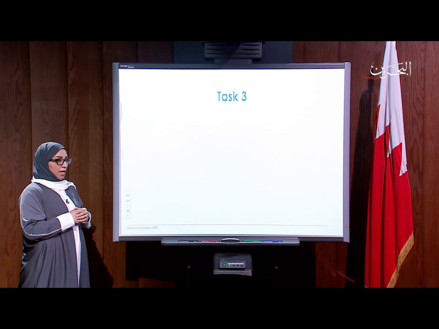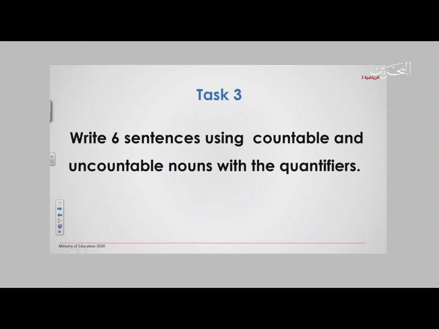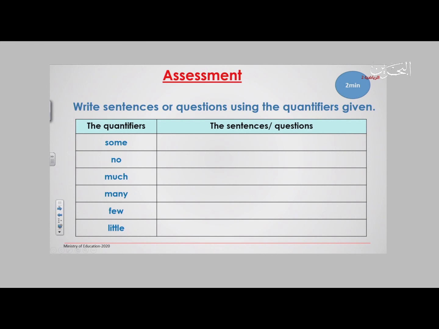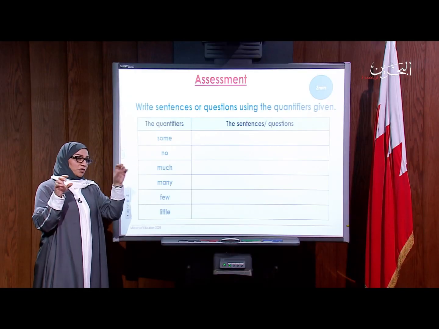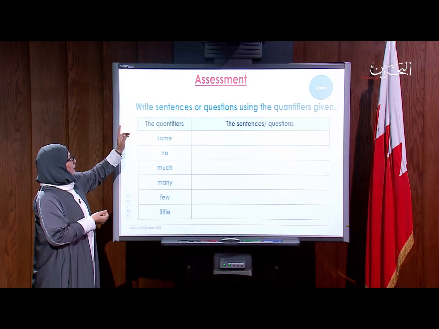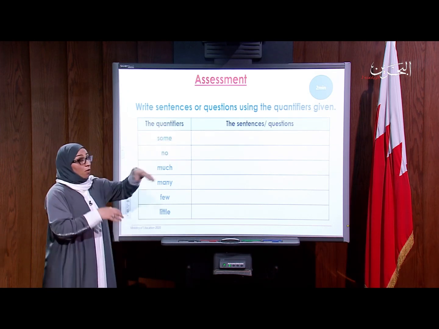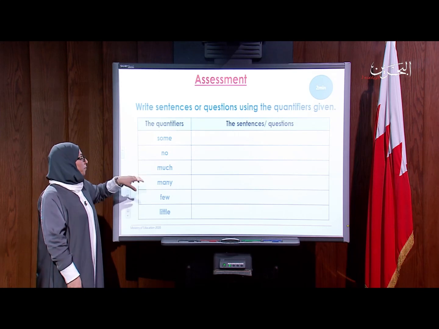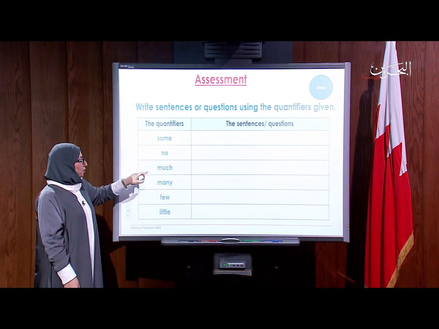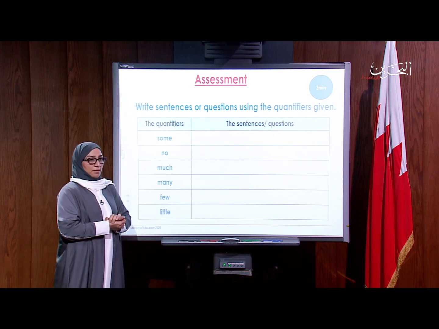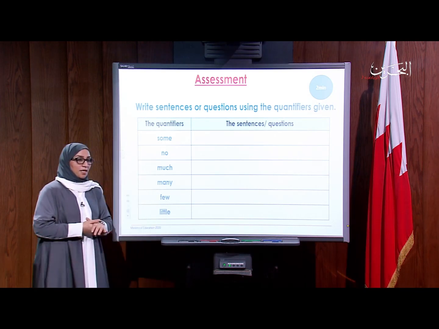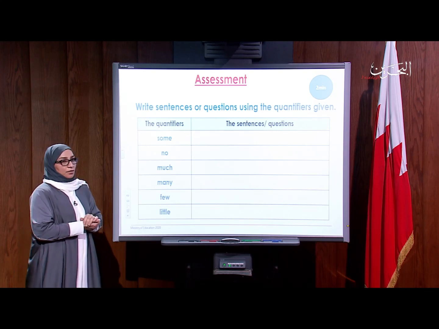Let's go to task 3. Write 6 sentences using countable and uncountable nouns with the quantifiers we introduced. You can do it as I did here in this slide as a table, or you can just write your own sentences. I want you to practice using all the quantifiers, but I give you here some examples. Some, no, much, many, few, little. You have 2 minutes to do this task before I click to check your answers.